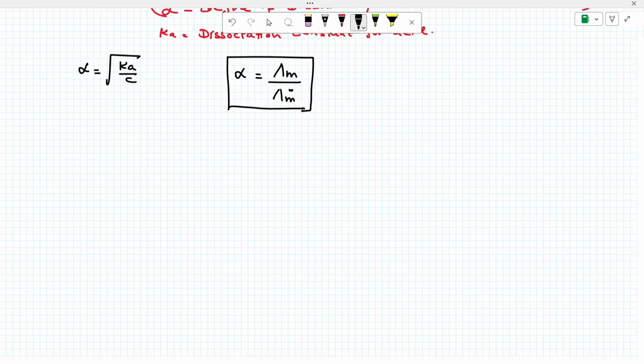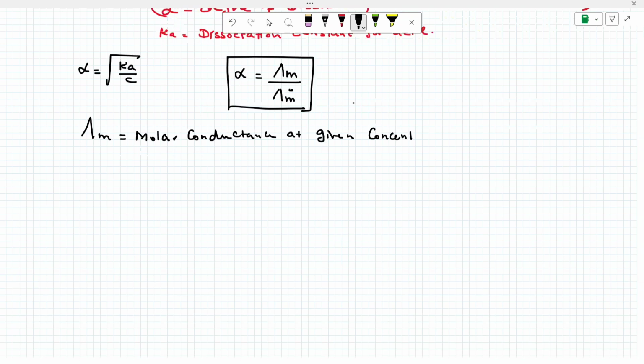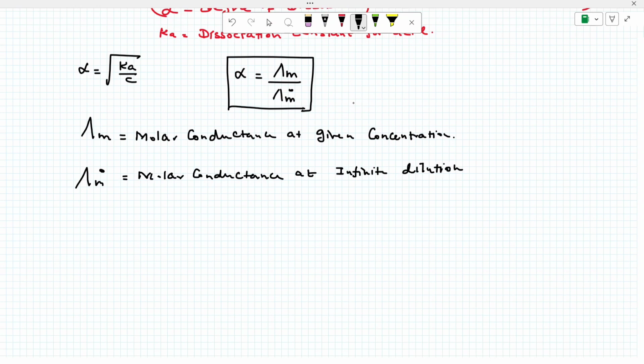What is lambda m now? The molar conductance at given concentration. Please mute your mic. Lambda m is the molar conductance at a given concentration. Not lambda m naught, you know. Lambda m naught is the molar conductance at infinite dilution. Important, please note.